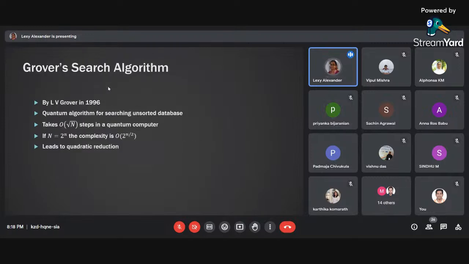But now with Grover's algorithm, which is a quantum algorithm, we can do much better. This was introduced by L. K. Grover in 1996. He is an Indian mathematician. It is a quantum algorithm for searching an unsorted database, and it takes order of square root of n steps on a quantum computer.